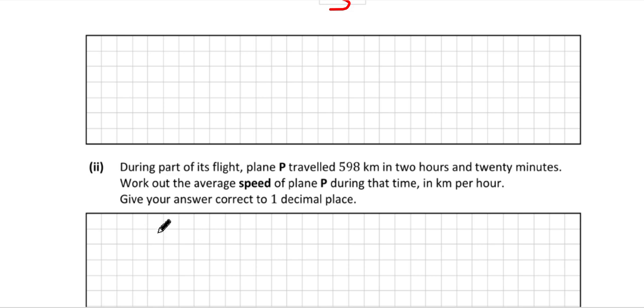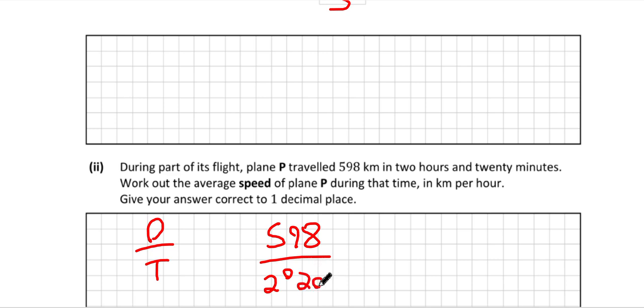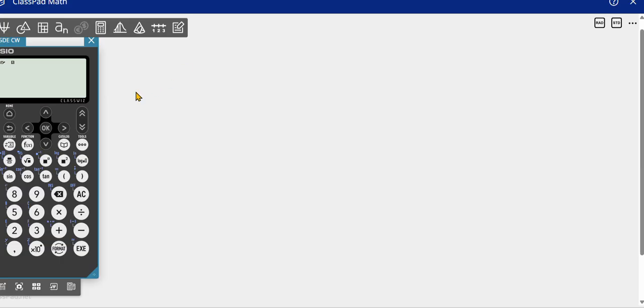Now, there's two ways of doing this. It's distance over time. We did this before, didn't we? Beginning of the year. Distance is... Time is... Now, you can do 2 hours and 20 minutes using that fancy button I showed you at the start of the year. Or you can do 598 divided by 2 and 1/3.